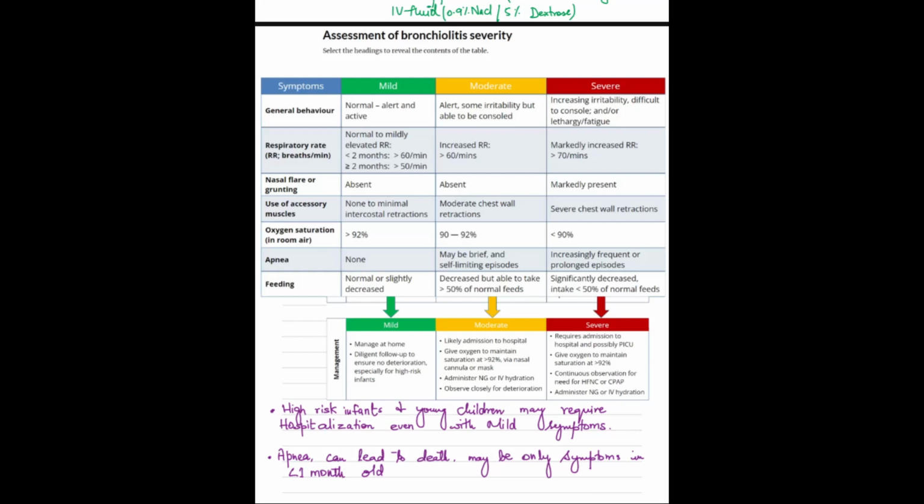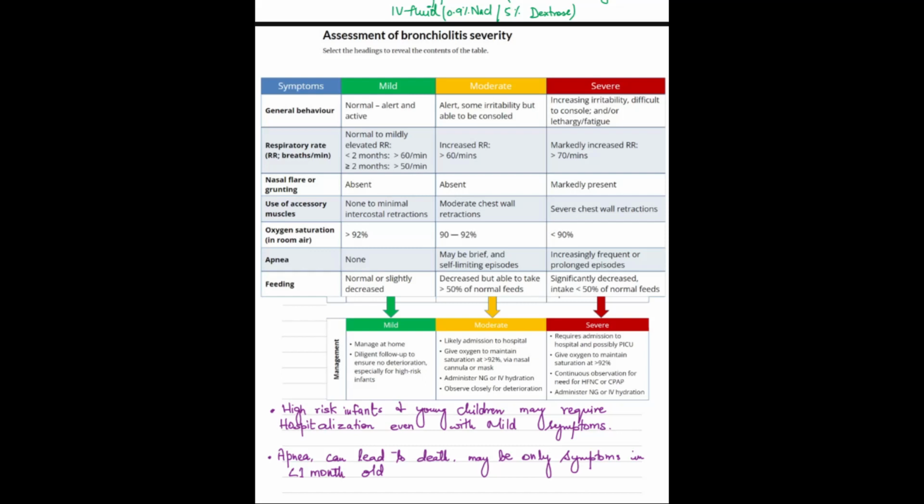Let's talk about severe cases, which is our red flag situation. We cannot miss or avoid any symptoms in the severity. Increasing irritability, difficulty to control, and lethargic, or the child may be fatigued, tired, drowsy. His respiratory rate is more than 70. Nasal flaring is present. Chest wall indrawing or retractions, that is very severe. We call it intercostal space indrawing. Oxygen saturation is less than 90. 100% oxygen supplementation should be given.